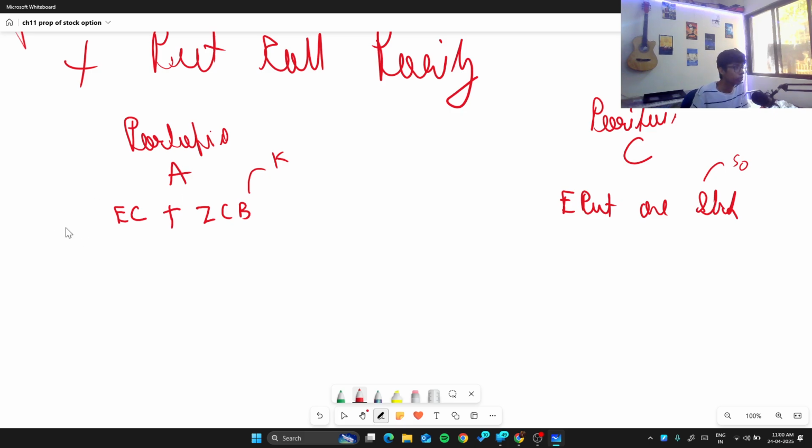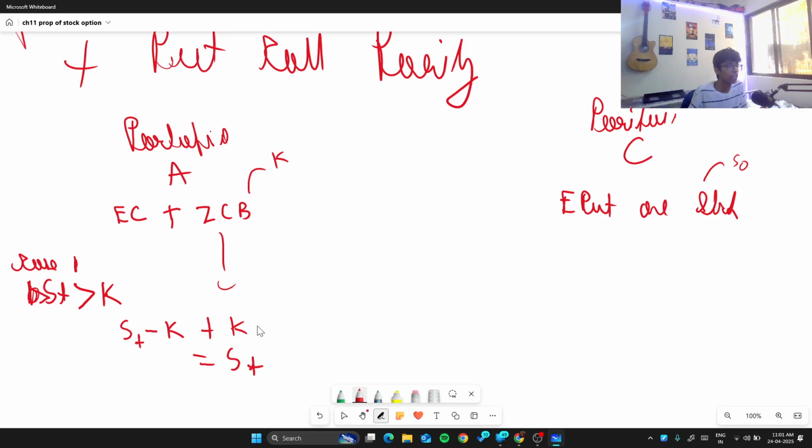And let's see case one where ST is greater than K. If ST is greater than K, the call option would be exercised and the payoff would be as simple as ST minus K, plus the return of the zero coupon bond, and that would give just ST, right? This will cancel out.